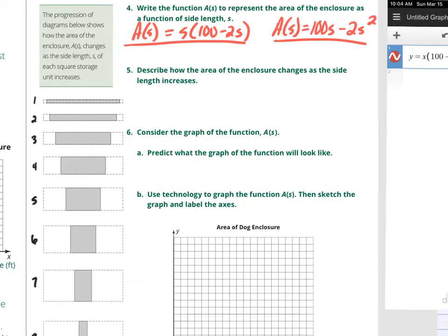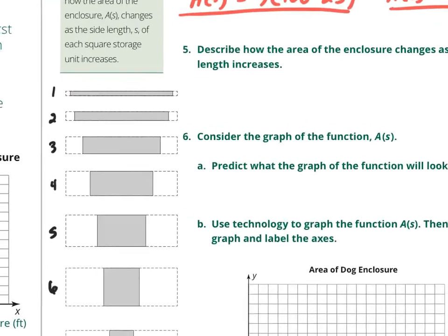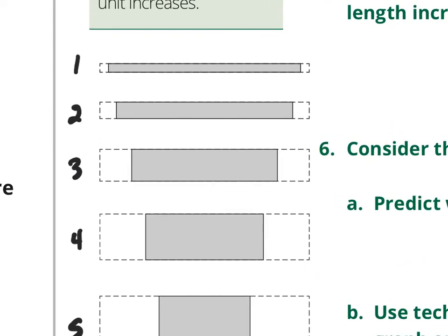All right, number 5, describe how the area of the enclosure changes as the side length increases. So we have some examples over here, and the whole time I want you to think about which one of these you would want your dog running around in. For instance, number 1, the side length is very, very small, like 1 or 2 feet.